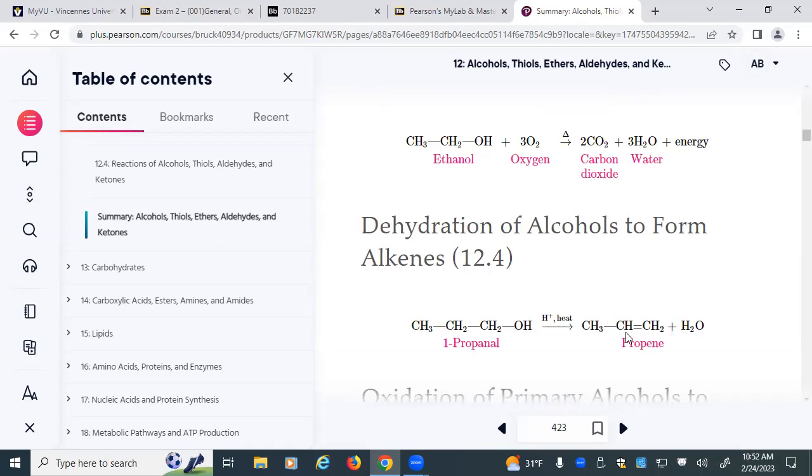The other wrinkle that gets introduced here is we can reverse the hydration reactions that we saw in chapter 11. So it's going from an alkene to an alcohol. We just talked about that kind of reaction. Well, in the presence of heat and acid, we can reverse them and go back to an alkene.